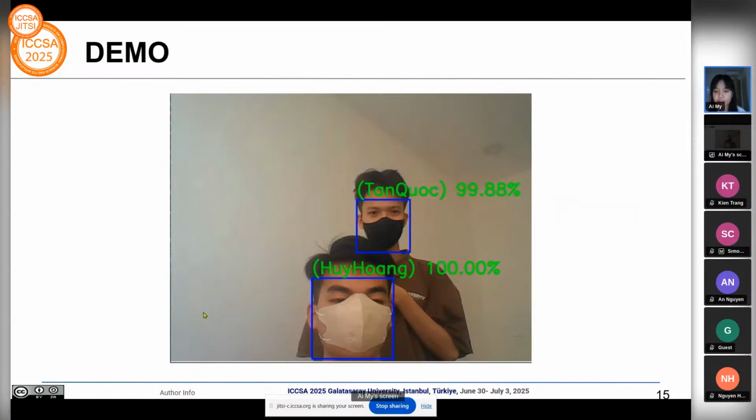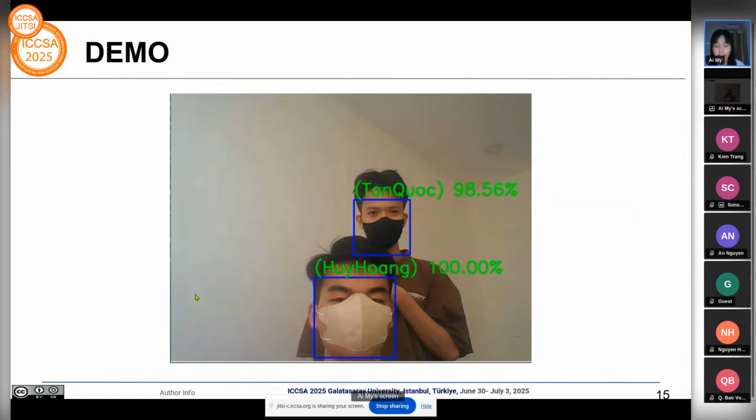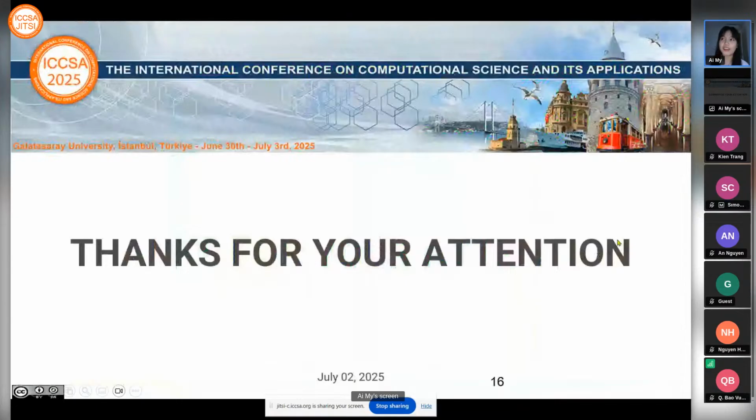In conclusion, our research presents a robust and efficient framework for masked face recognition by integrating MediaPipe, ResNet, data augmentation, and feature fusion. We achieve state-of-the-art performance. In the future, we aim to optimize our model for edge devices and further improve performance under several applications. Thank you very much for your attention. That's all.